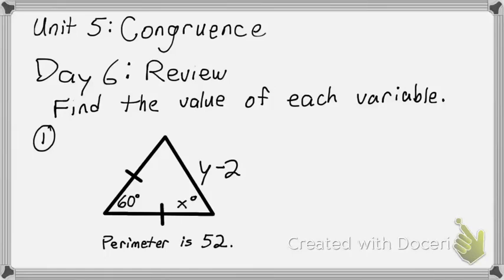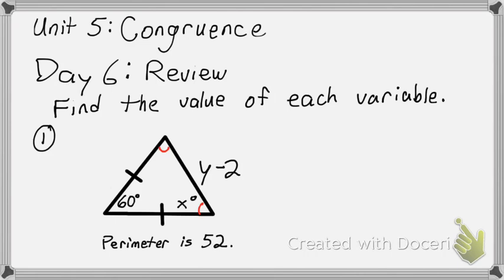Alright, on this lesson I'm going to be reviewing isosceles triangles a little bit. Now, first thing that you'd want to do on this particular problem is recognize that the base is y minus 2. So that would make your base angles right here, where x is, and up here in the top corner, congruent by the isosceles triangle theorem.